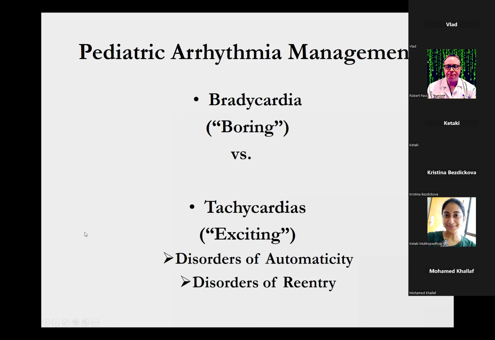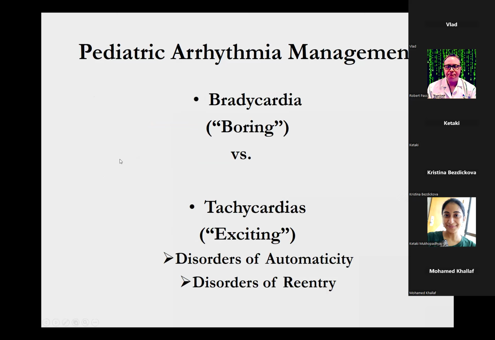Okay, so just getting to very simple basics. When we're talking about pediatric arrhythmias, we're talking about the bradycardias, which some people view as the boring arrhythmias, though certainly there are times when it's anything but boring, versus the more exciting tachycardias. In the realm of tachycardia, there are really two main categories, which are disorders of automaticity and disorders of reentry. There's a third, which is triggered automaticity, but I think practically from a clinical perspective, if one keeps these two general categories in mind, you'll do very well in terms of assessment and management of arrhythmias.